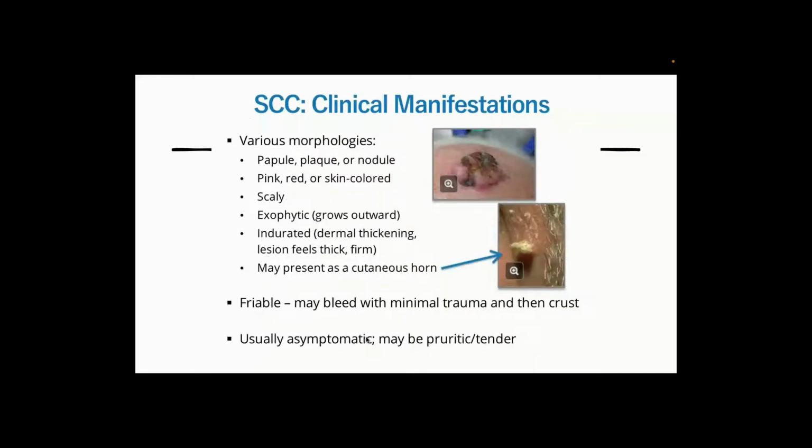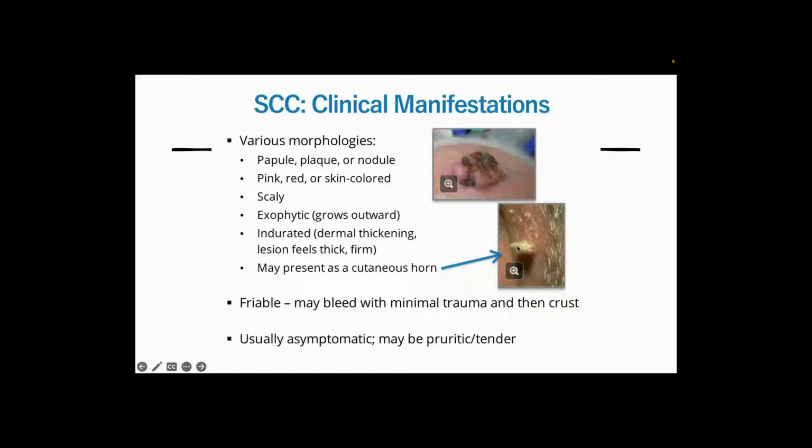So what do squamous cell carcinomas look like? They have various morphologies, but just to point out a couple, they can either be a papule, which is a raised bump, a plaque, which is a raised bump over the size of a centimeter, or a nodule. They can be pink, red, or skin colored. They're usually scaly, and exophytic, meaning they're growing outward.